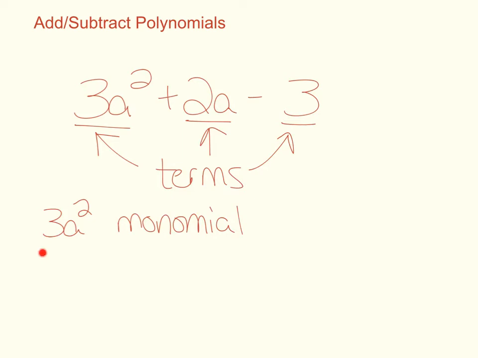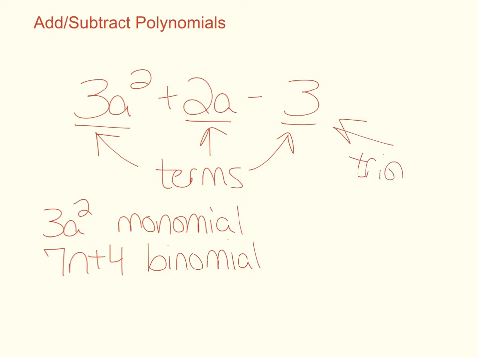You can have two terms. One term, two terms. That is a binomial for 2. This one up here is a trinomial, because it has 3 terms. If it has more than 3, we don't give it a special name. You just have a polynomial with 4 terms, a polynomial with 10 terms, whatever. Okay? Today we're going to learn how to add and subtract polynomials.